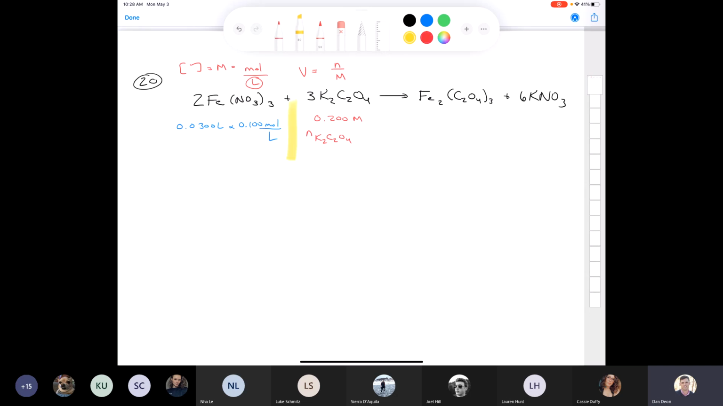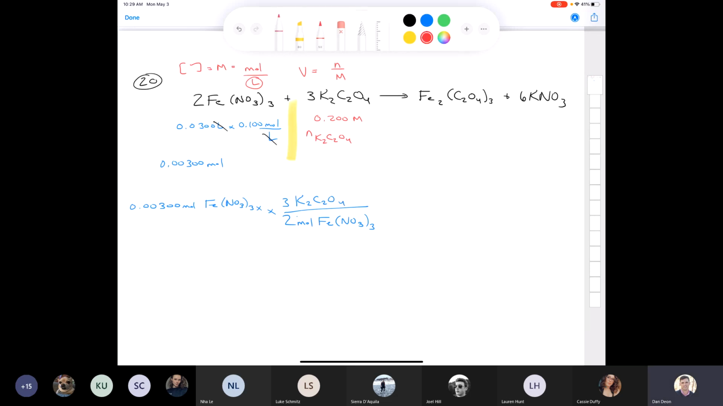So let's get some work going here. The first thing I'm going to do is figure out the number of moles of iron(III) nitrate that I'm starting out with. So I'm going to do this calculation, and you end up with 0.00300 moles of the iron(III) nitrate. Well, let's plug all this into some dimensional analysis here. If I have 0.00300 moles of the iron(III) nitrate, and from my balanced equation, I know that for every 2 moles of iron(III) nitrate, I consume 3 moles of potassium oxalate.